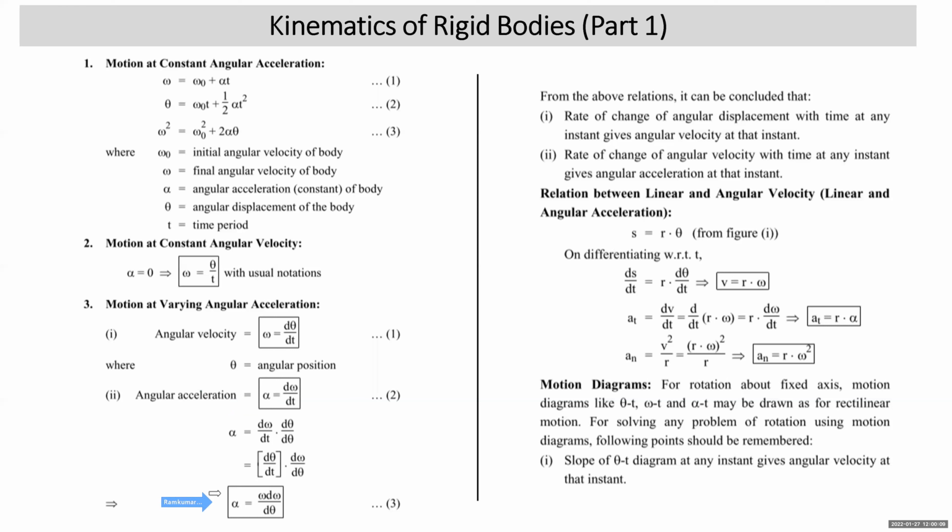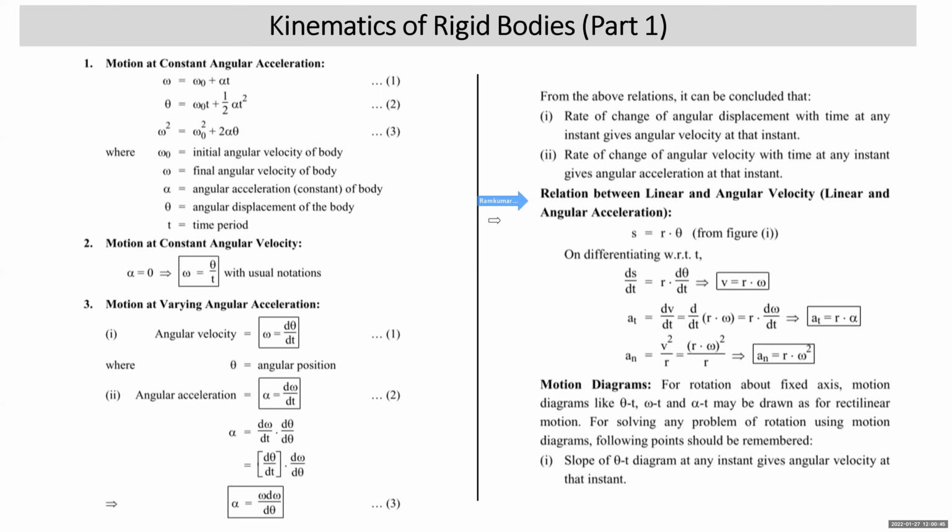Depending upon, as over there, three types of problems were there. Here also we have three types of problems in varying acceleration. If alpha is a function of time, then we use d omega by dt to get the omega-t relation. If alpha is a function of theta, we use omega d omega by d theta and get the omega-theta relation. And if alpha is a function of omega, we can write it equal to d omega by dt to get the omega-t relation, or we can write it equal to omega d omega by d theta to get the omega-theta relation. So three types of problems will occur in varying acceleration problems.